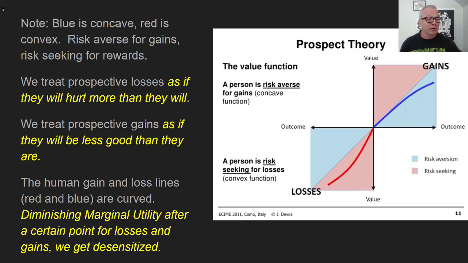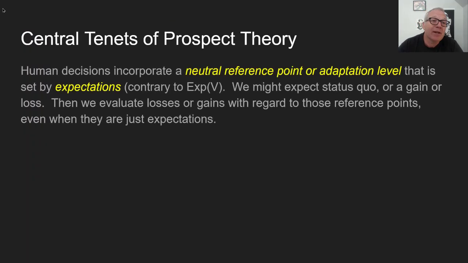That's diminishing marginal utility, and so another deviation from expected value theory that we see when people make real choices. Okay, so the central tenets of prospect theory then for Kahneman and Tversky, there's several sort of complicated issues here. And one of them I haven't talked about yet is this one. Human decisions incorporate a neutral reference point or adaptation level that is set by expectations.